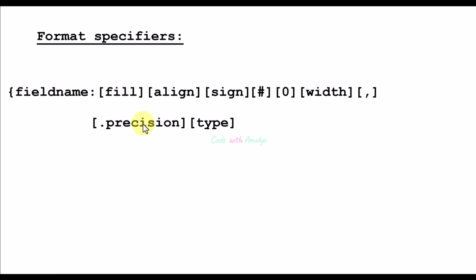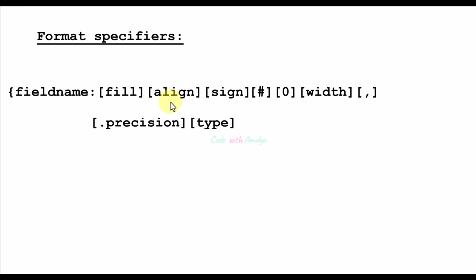Here you can see the syntax of format specifiers. First is field name, fill, align, sign, hash symbol, 0, width, comma, precision and type. Not all parts are required. You can include only what you need. Field name is a variable name or value and fill is the padding character. You can use 0, star or any single character. Align is text or number alignment. You can use left alignment, right alignment, center alignment or equals to alignment.